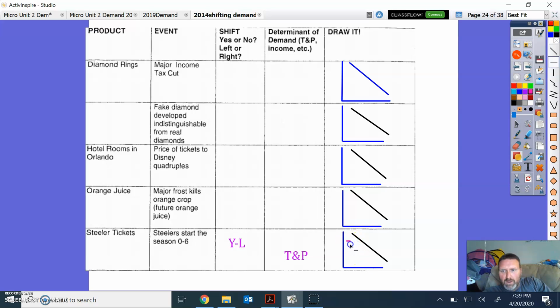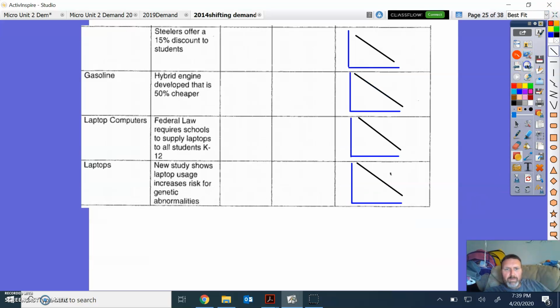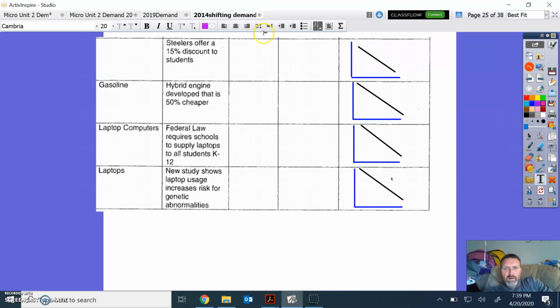I'll do all of the line movements here in a minute. Now, Steelers offer a discount to students. That's just changing the price of the ticket. So that's not going to move anything. That's not one of our things. No shift.